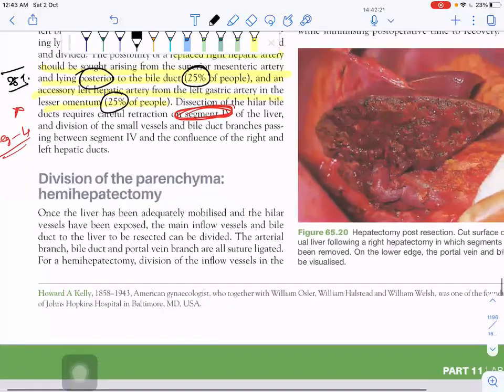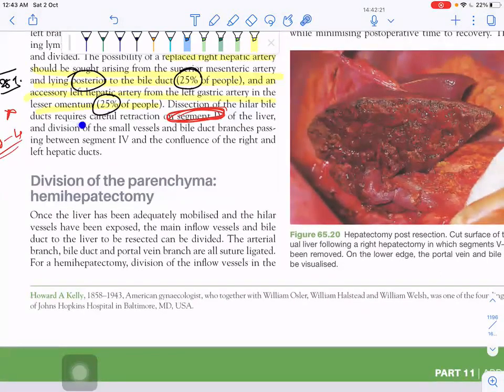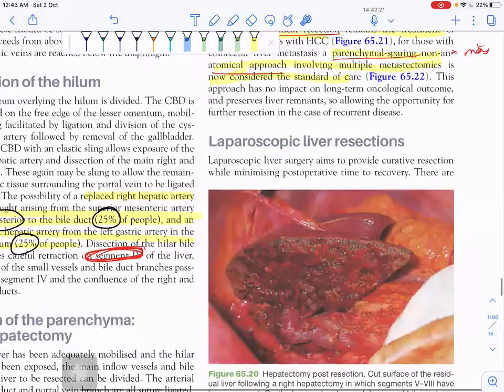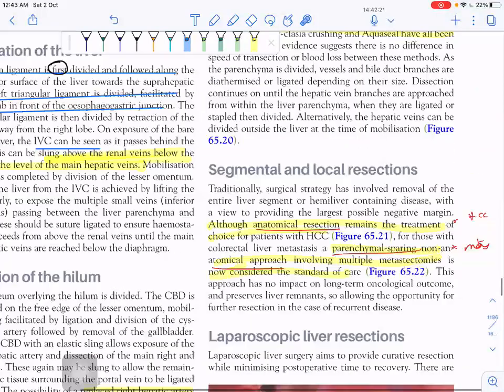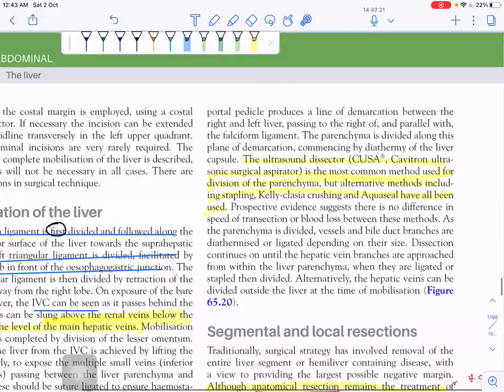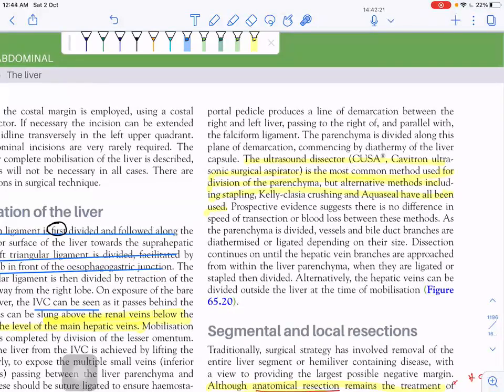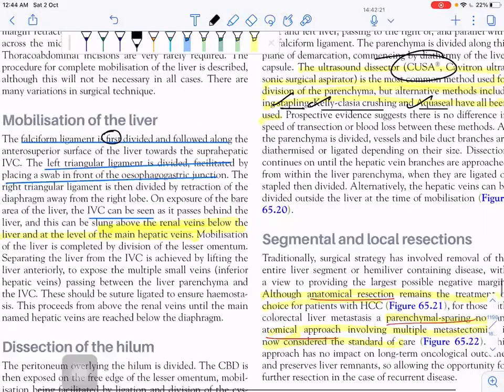Okay, then when doing dissection of the hilar bile ducts, it requires careful retraction of segment 4. So segment 4 you should not damage. And the most common method used for division of the parenchyma is CUSA, Cavitron ultrasonic surgical aspirator. But alternative methods are stapling, Kelly-clysis crushing, and Aquamantys. So remember, stapling, Kelly-clysis crushing, and Aquamantys. But CUSA is what they normally use, most commonly.